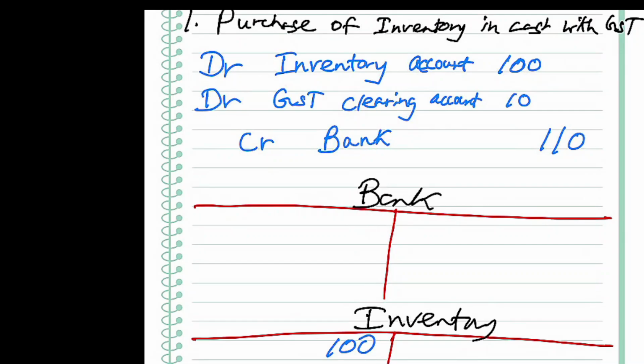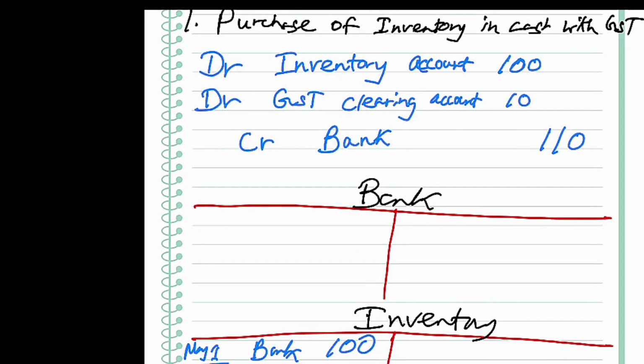Date, whatever it is, don't worry. Let's say 1st of May. Okay, 100, right? What is the cost reference? Bank, very good. Again we are debiting GST clearing. How much? 10. Again the May 1st, right? What is the cost reference?